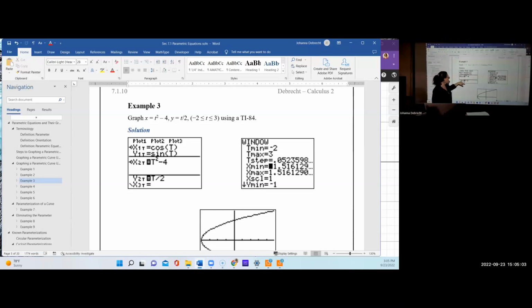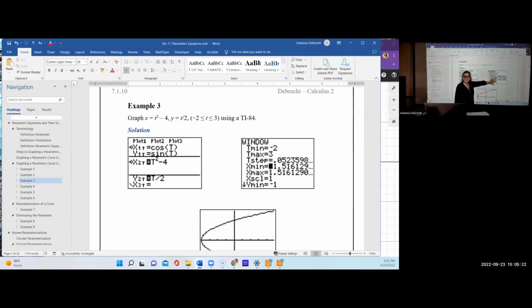And then for y sub 2 of t, I enter t divided by 2. Then I go to the window key. I enter -2 for the minimum, 3 for the maximum. I leave mine at pi divided by 60. It's a pretty good value, even if it's not a trig related function.